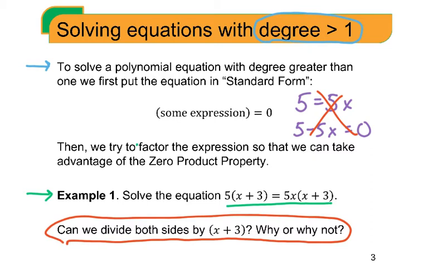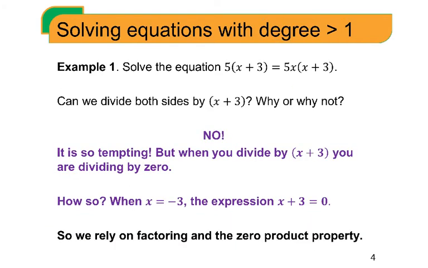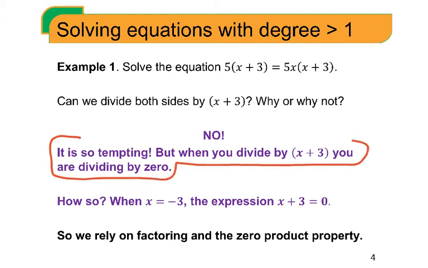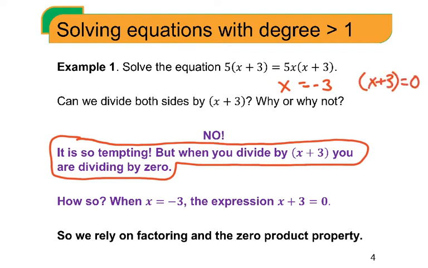Why not? Why is that such a big deal? Well, remember, you cannot divide by 0. And you say, well, I'm not dividing by 0, I'm dividing by x plus 3. Well, included in there is when x equals negative 3, then x plus 3 does equal 0. And it turns out that that's very important because that's one of the solutions, negative 3.